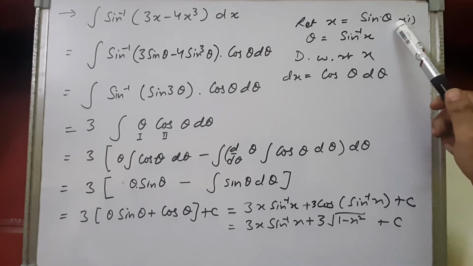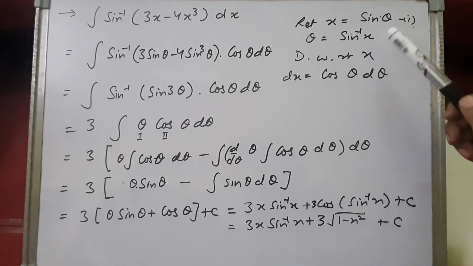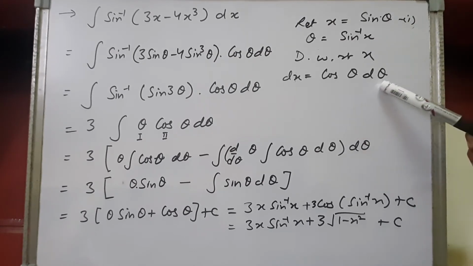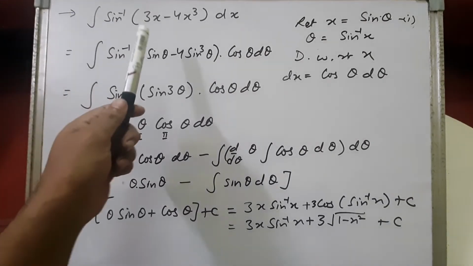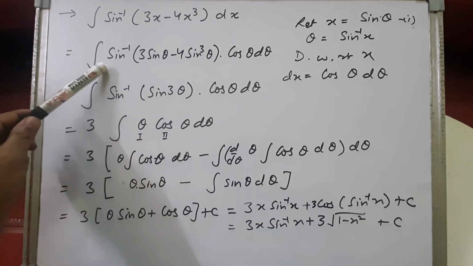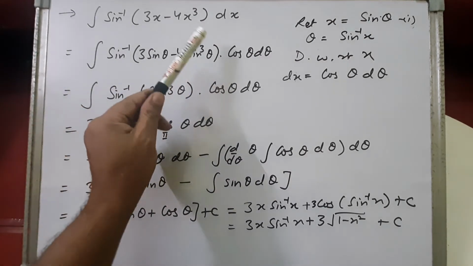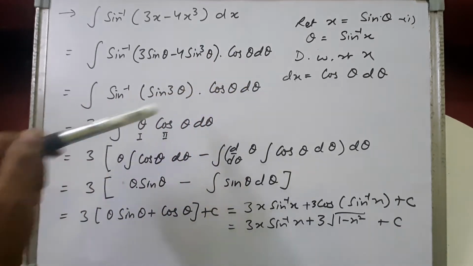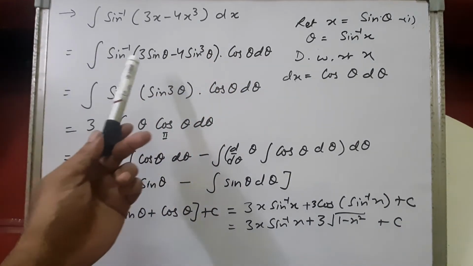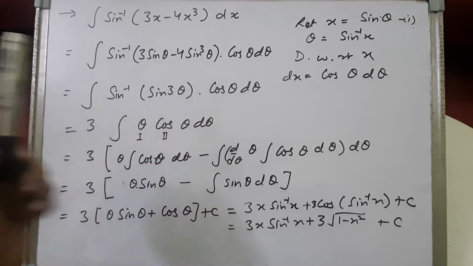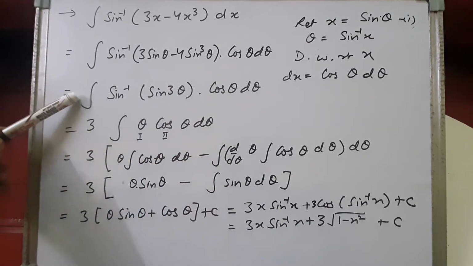And if we differentiate x equals sine theta, we'll get dx equals cos theta d theta. And when we substitute x equals sine theta here, we'll get sine inverse of (3 sine theta minus 4 sine cube theta) and dx as cos theta d theta. So this is written, children, using the formula of sine 3 theta. So this will become integration of sine inverse sine 3 theta cos theta d theta.